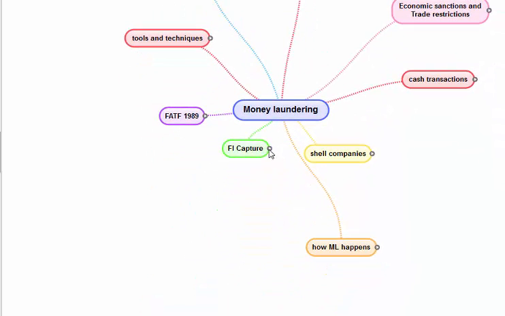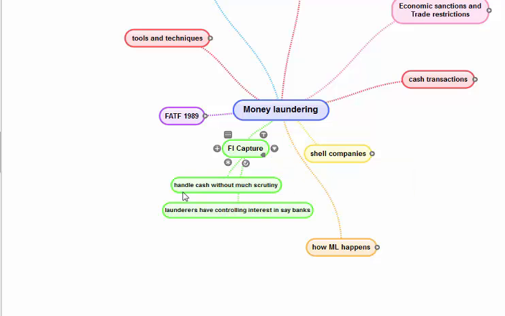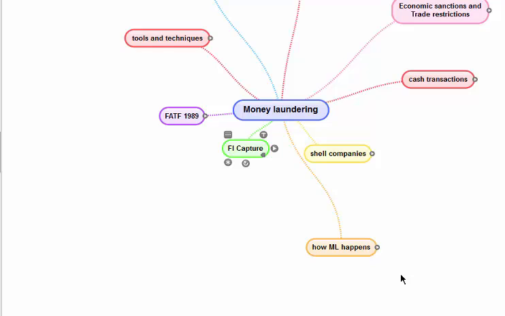Another way of money laundering is that the FI is captured. Financial institutions which handle cash without much scrutiny are taken into control by these money launderers, or launderers have ownership or management control over such institutions, so that without scrutiny they can move the funds.